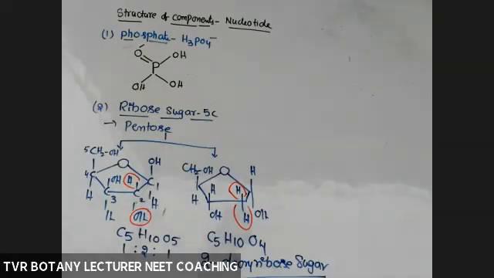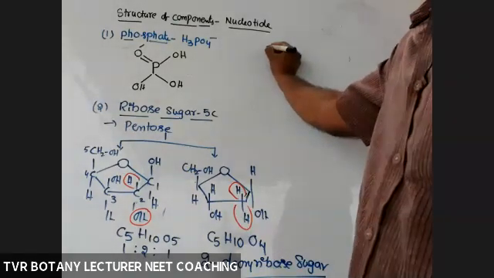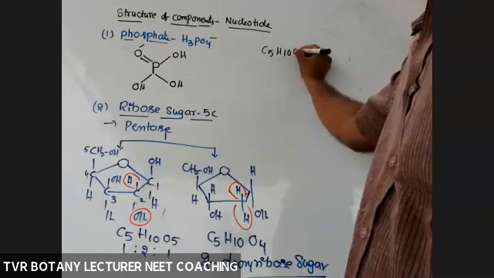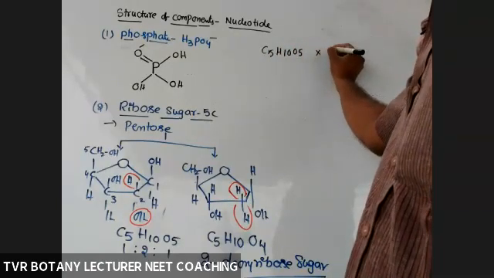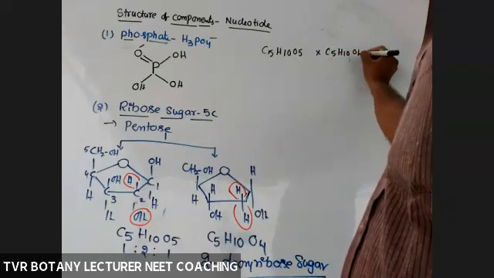Okay, right, so now the difference between these sugar molecules, first one is C5H10O5, and the second is C5H10O4.